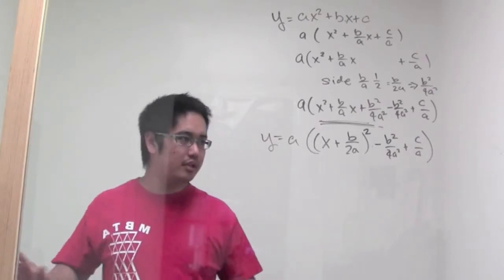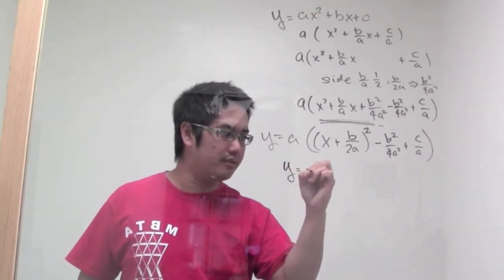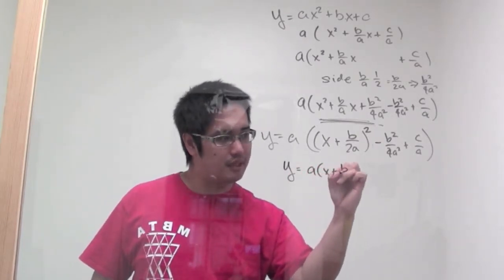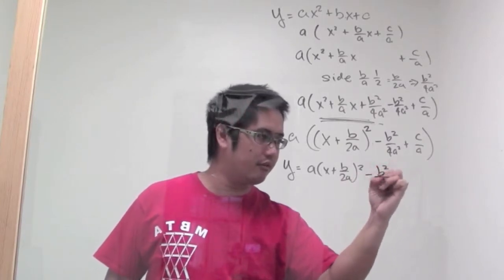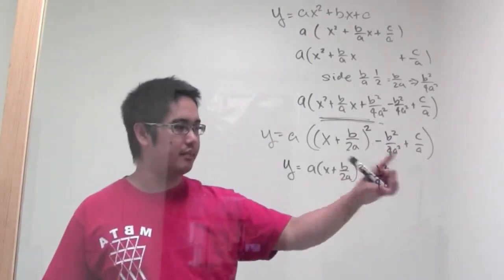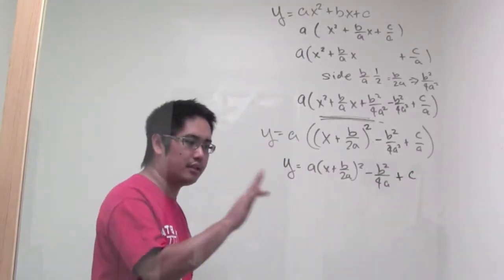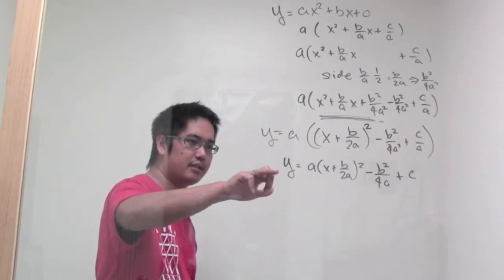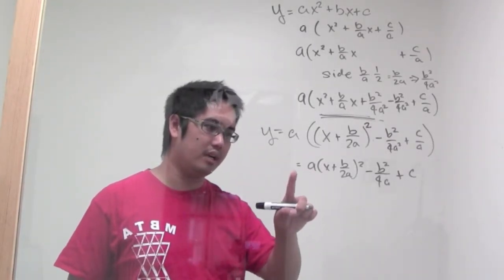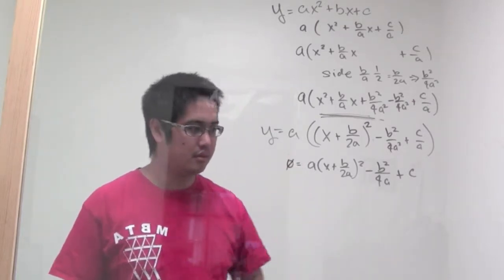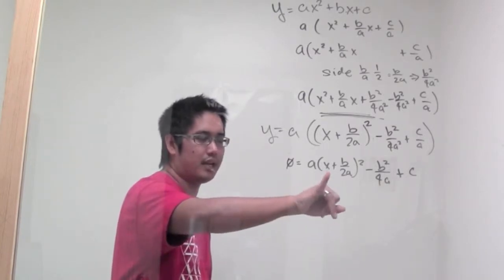Alright, now I think I'm going to distribute in this a. So I have y equals a times (x plus b over 2a) squared minus b squared over 4a. I got rid of one of the a's on the bottom because there's an a on top. And I've got plus c. And I think I'm going to set this equal to 0, because this quadratic equation solves when y equals 0. So, I'm going to try to figure out what x is.